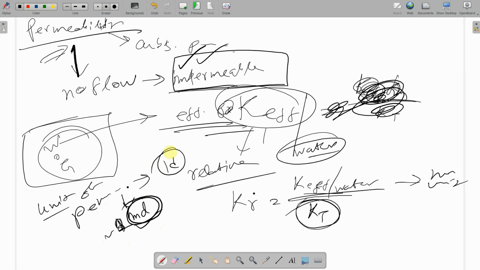Now in the reservoir rock, the water, oil and gas fill the pore spaces in different proportion, and the relative permeability of the one fluid in the rock.